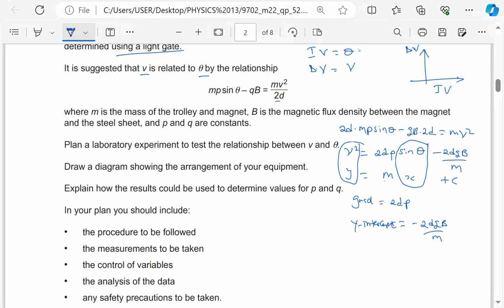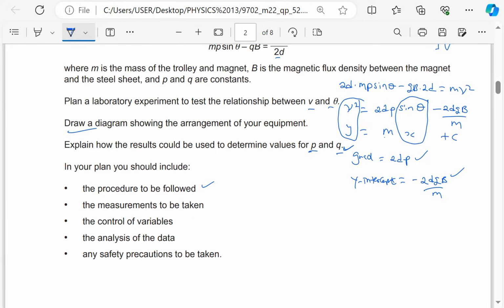Okay. So they want us to plan an experiment to test the relationship between v and theta. We must draw a diagram. We must explain how the results could be used to determine the values of p and q. Since I have the gradient and the y-intercept, it means I also have an idea about p and q. In your plan, you should include the procedure, measurements, and control variables. Those are the quantities we are going to keep constant. For analysis of data, I will plot a graph. Then I can talk about the graph to find p and q.